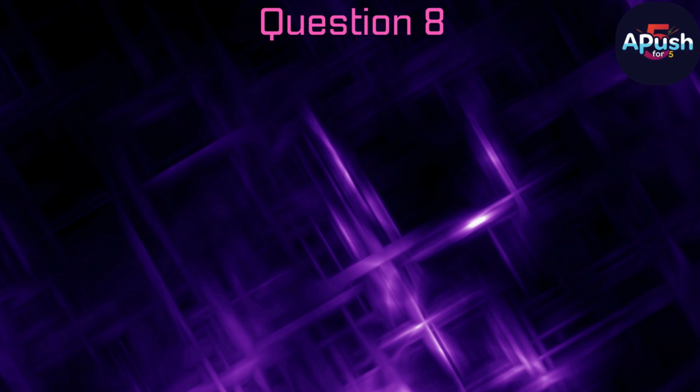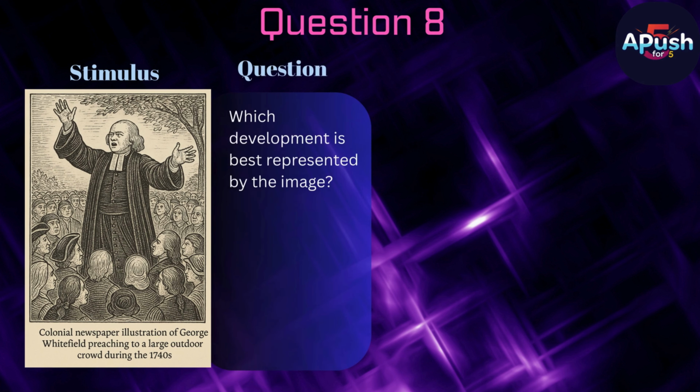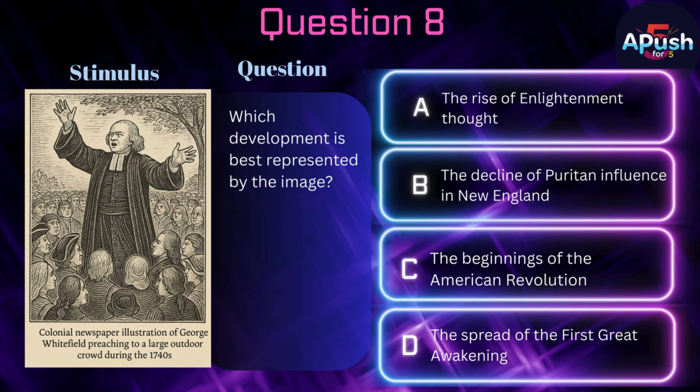Question 8. Stimulus. See the image. Question. Which development is best represented by the image? A. The rise of Enlightenment thought. B. The decline of Puritan influence in New England. C. The beginnings of the American Revolution. D. The spread of the First Great Awakening.